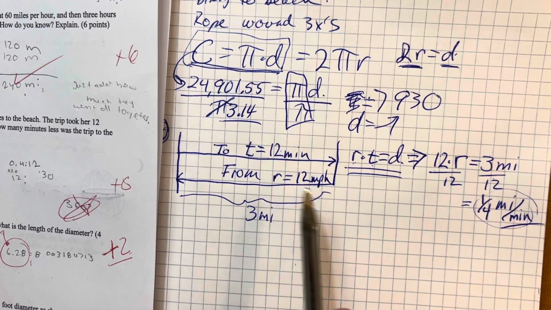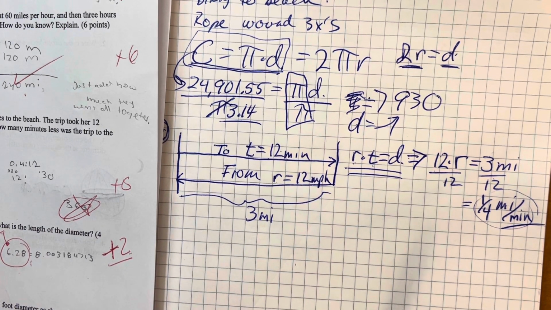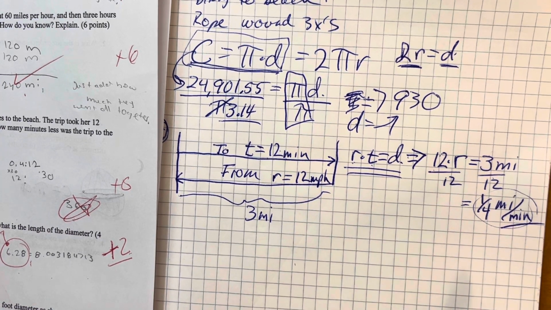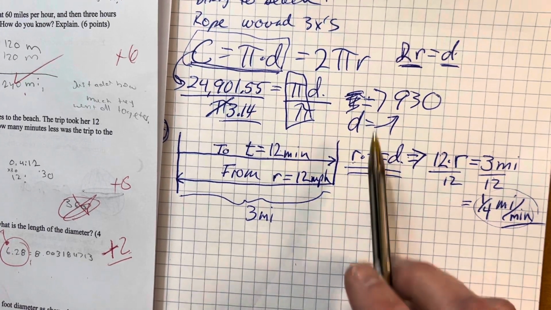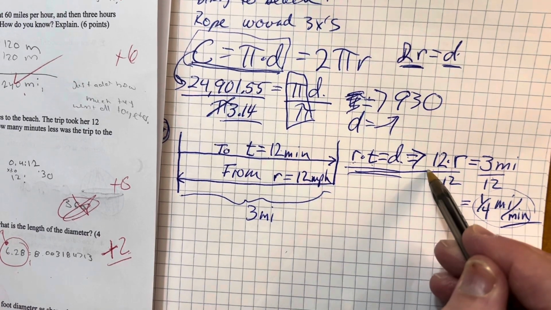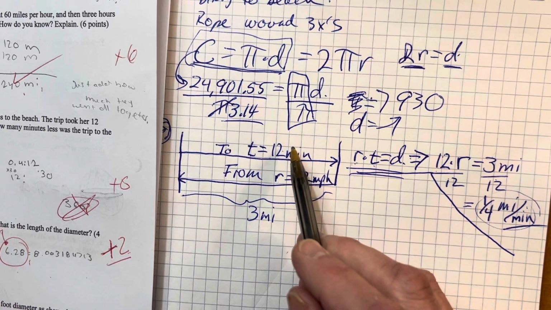Wait, don't we want it in miles per hour? We want miles per hour because it says how many minutes less was the trip than, minutes. We're just talking about minutes. Well, this one's 12 minutes, so I don't really need to do anything with that first one. So that's why maybe you got confused. You thought you had to do that one. Well, we know this one's 12 minutes.